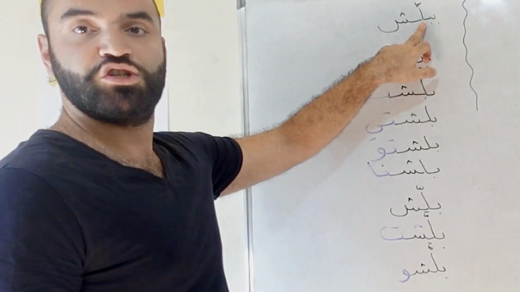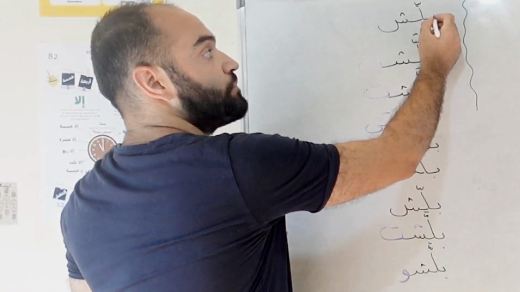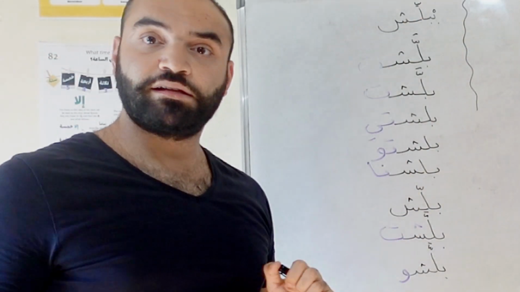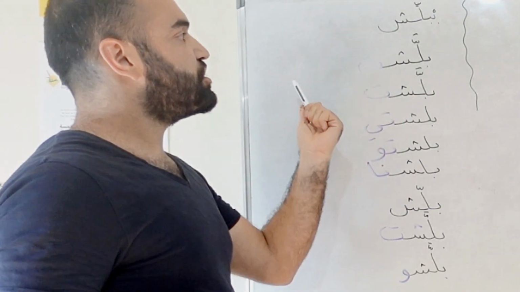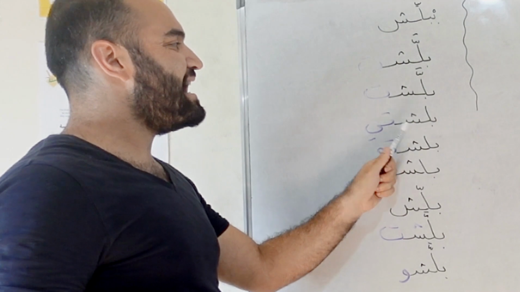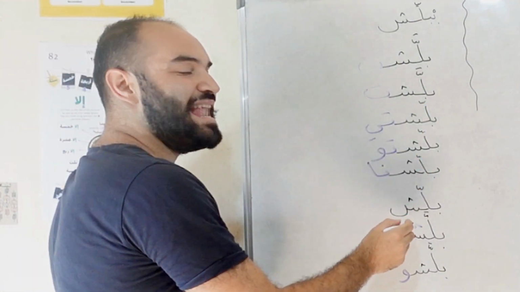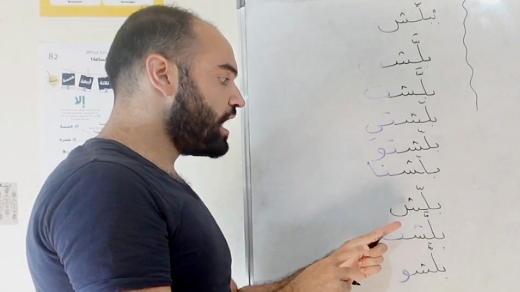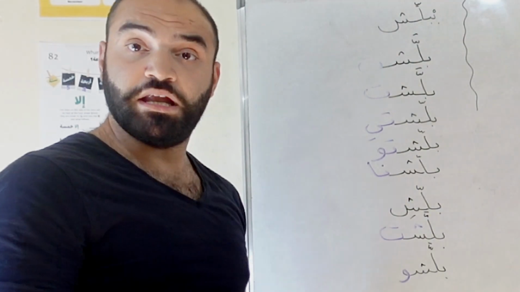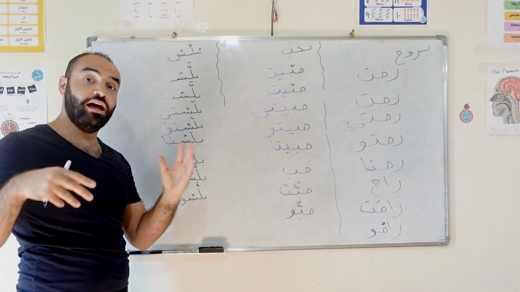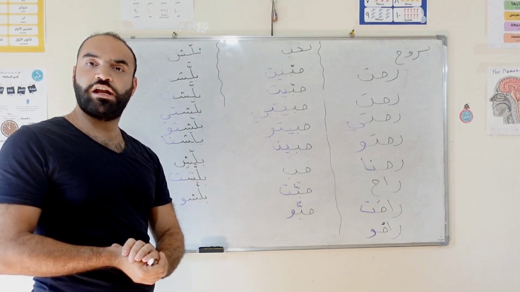أنا بلش, to start, بلش. So طبعا بلش, there is 2B. The first one, it's consonant letter. سكون, بلش. بلشت, بلشتي, بلشتو, بلشنا, بلش, بلشت, بلشوا. تمام? You see it's a bit different compared to the regular verb.